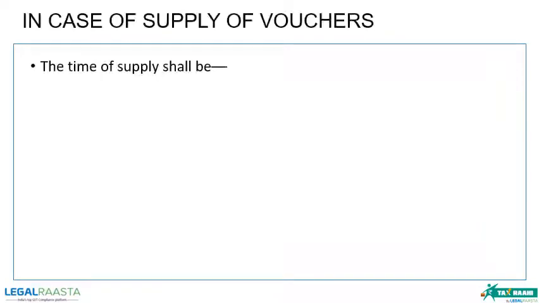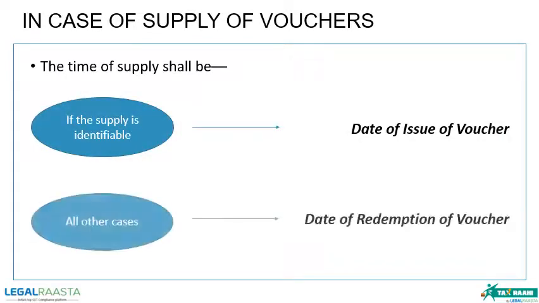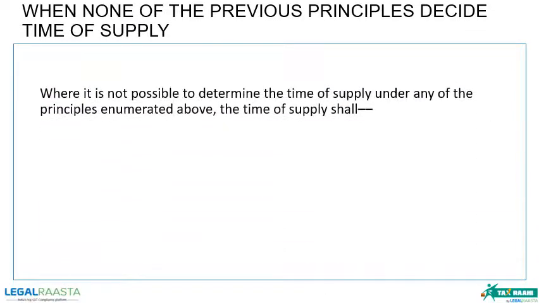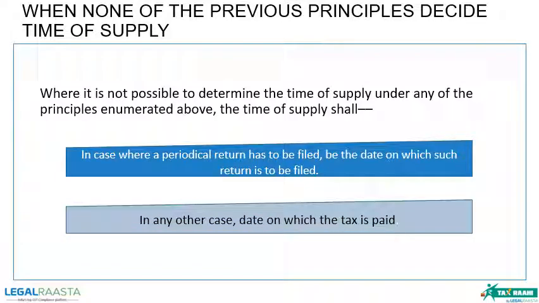In the supply of vouchers, there are two cases. First, if the supply is identifiable, then the time of supply of services will be the date of issue of voucher, and second, in all the other cases, the date of redemption of voucher. When none of the above principles decide the time of supply of services, then the time of supply of services shall be the date on which the return is to be filed in the case where periodical return has to be filed, and in other cases, the date on which the tax is paid.